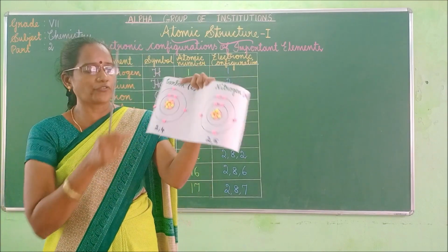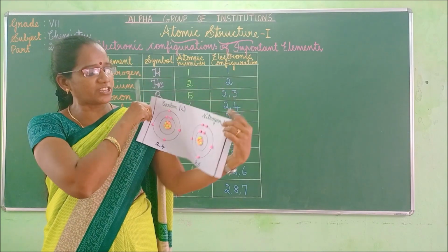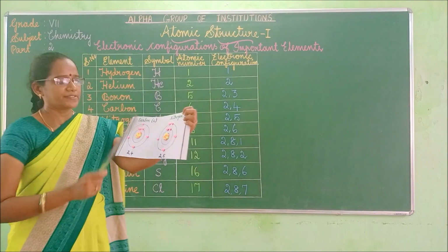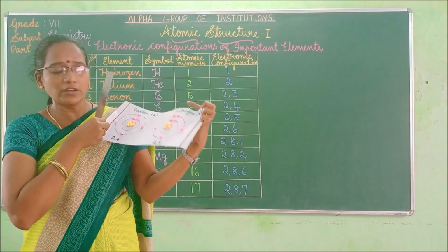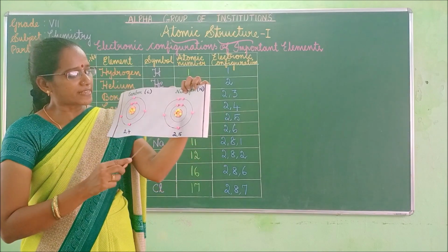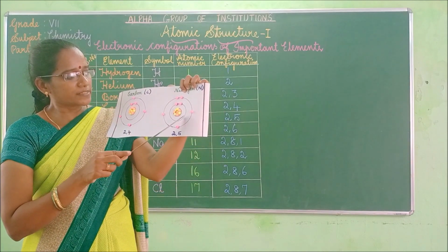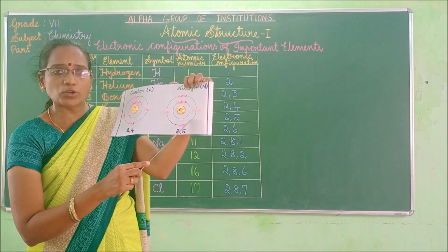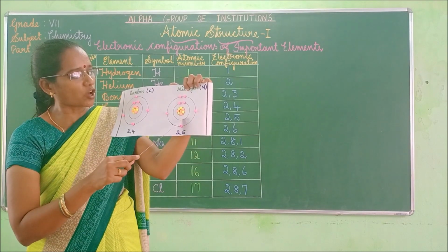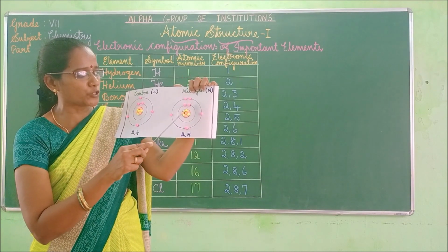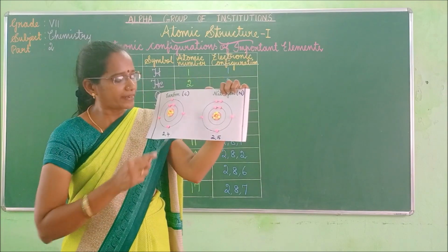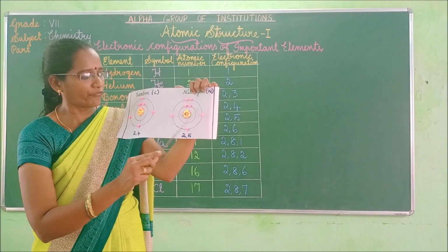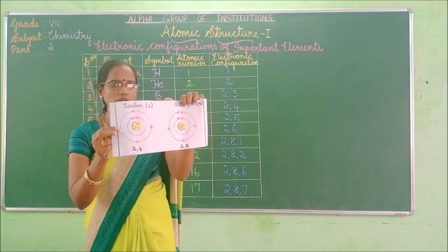2, 4. Next one, let me see the nitrogen element. What is the atomic number of nitrogen? It is 7, isn't it? 7 means 2, 5. So this is the center part, the nucleus. This is the first orbit and this is the second orbit. For this nitrogen atom, this is the outermost orbit. In the first orbit, how many electrons are present? 1, 2. 2 electrons are present. And in the outermost orbit, how many electrons? 1, 2, 3, 4, 5. 5 electrons are present.